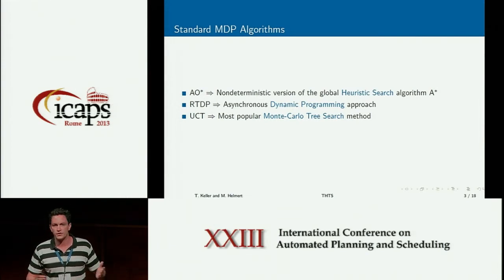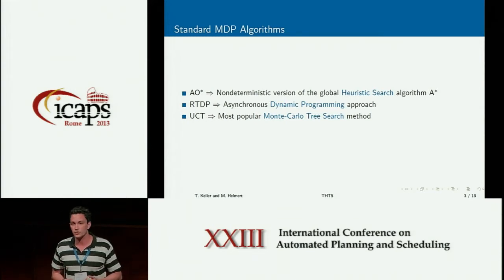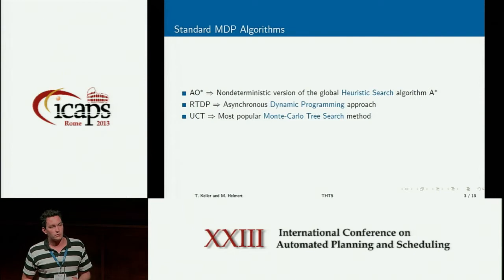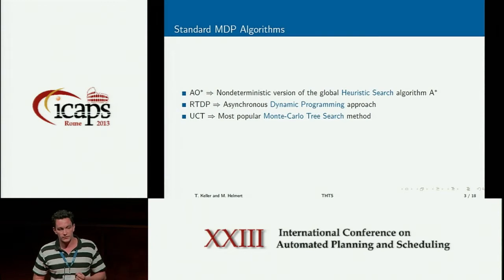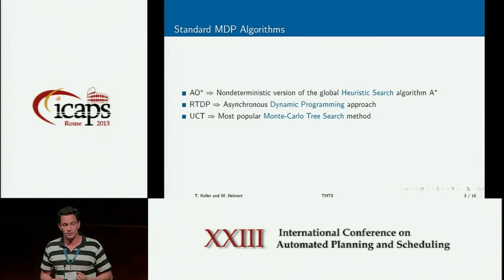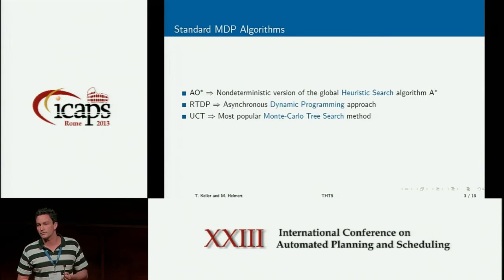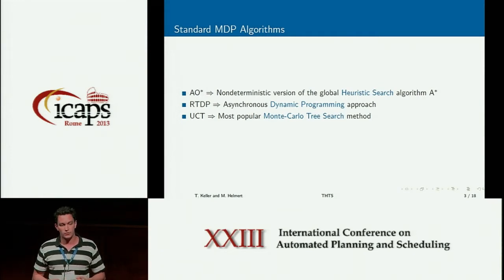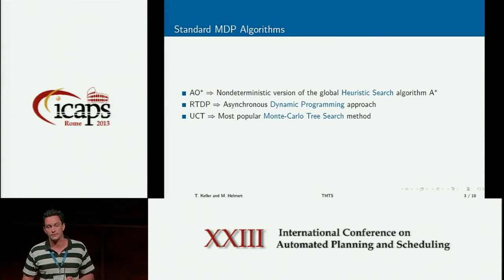Okay, we started this work by looking at algorithms that are currently used for MDPs, and there are lots of them. These are three that are quite popular, I would say. The first is AO star, which is just an extension of the A-star algorithm to non-deterministic planning. The second is RTDP, a dynamic programming approach. There are many variants of RTDP. And the third one is the quite popular UCT algorithm, which is a Monte Carlo tree search method.